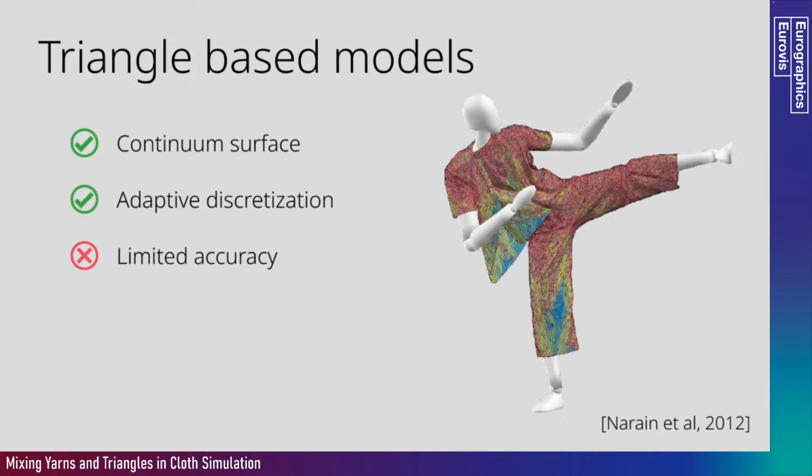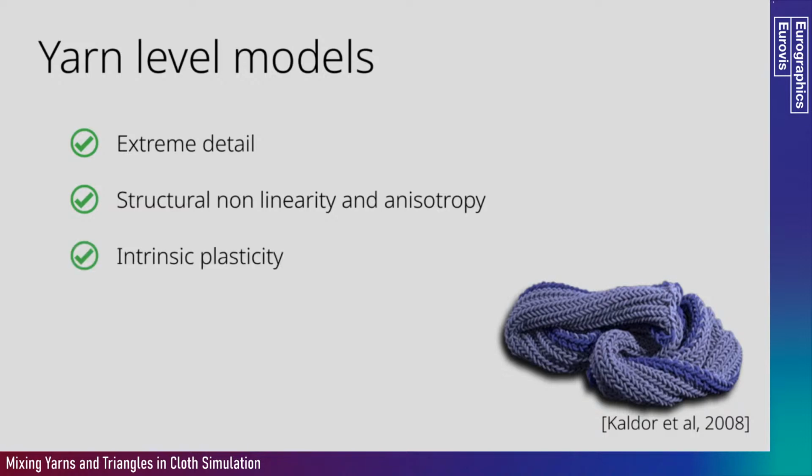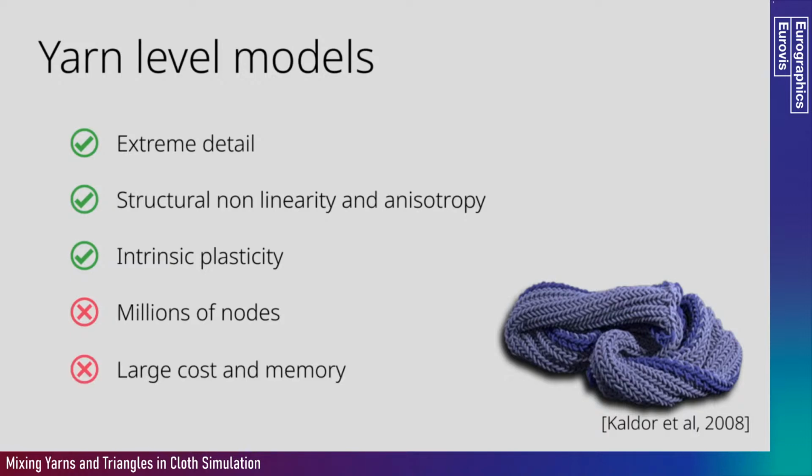triangle-based models lack the accuracy and expressiveness needed for extreme realism. Nonlinearity, anisotropy, or internal friction require complex constitutive material models. On the other hand, yarn-level models have emerged as an alternative for the simulation of cloth with extreme realism and detail. They reproduce by construction the structural nonlinearity and anisotropy of fabrics, and they support plasticity intrinsically. However, they are not free of cost. Discretizing a common garment at the yarn level may require millions of nodes, and therefore large computational cost and large memory.